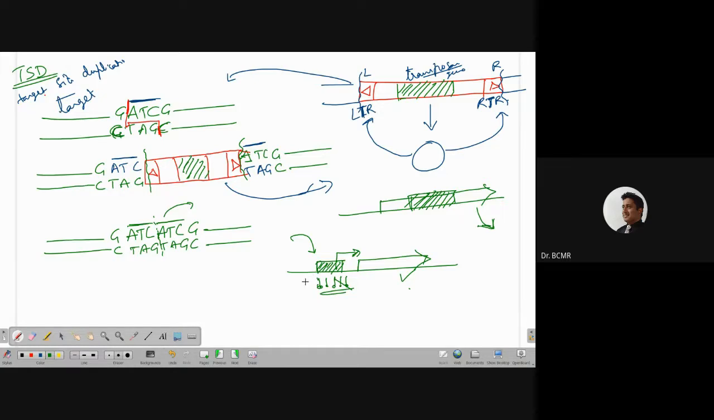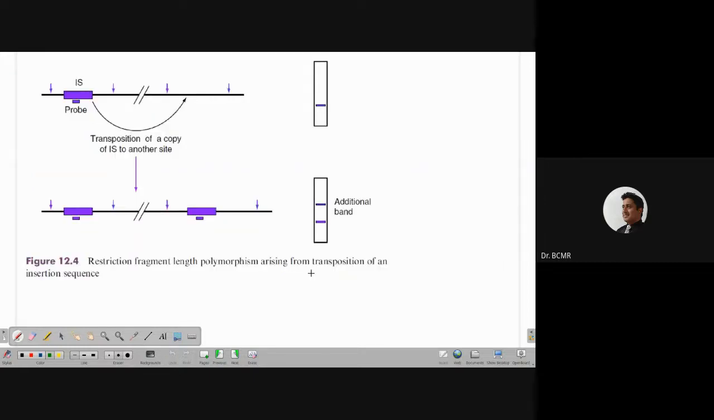I hope you have a good enough introduction to transposons, and if we want to analyze it, typically we would want to know how many copies are there of a transposon. Then we can just go by RFLP, restriction fragment length polymorphism. RFLP includes isolation of DNA, restriction digestion, and then blotting. Then we add probe. Because we want to know the copies of the insertion sequence or any transposon, the probe should be homologous or complementary to the transposon.